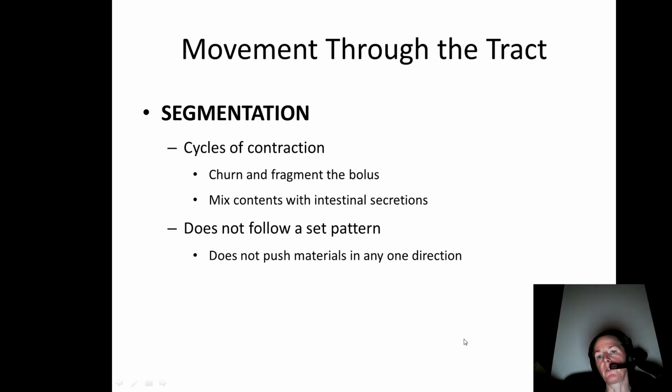All right, as we said, some movements don't actually move the bolus forward, but move it back and forth within an area, a couple of segments. And this is called segmentation, and this is so that we can churn and mix fragments of the bolus with our intestinal secretions, such as our enzymes and fluid. And this is going to be sort of like turning your blender on and off or moving a mixing spoon about in your bowl randomly, so that basically we're just trying to mix the contents more thoroughly.